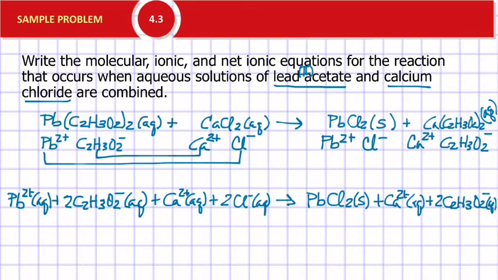For the net ionic equation, we're just going to cross out the things that didn't change, the spectators. So we see that acetate is present here as an aqueous ion, and it's present over here as an aqueous ion. And calcium is present as an aqueous ion on both sides.